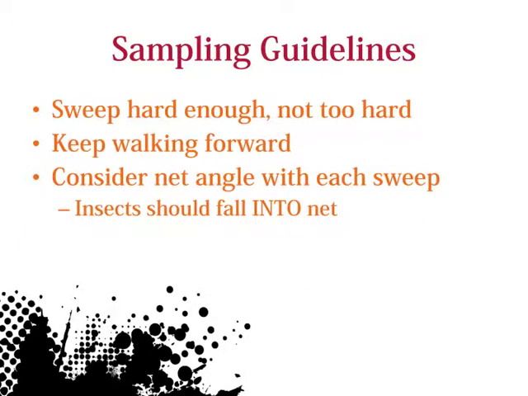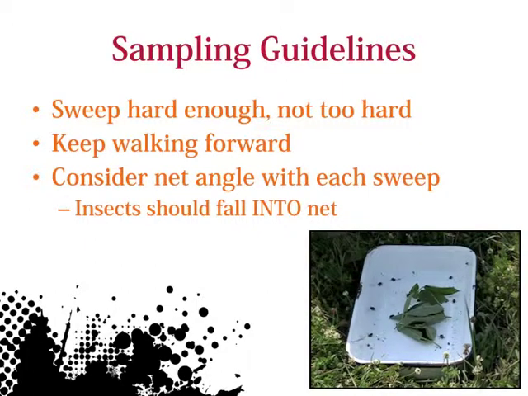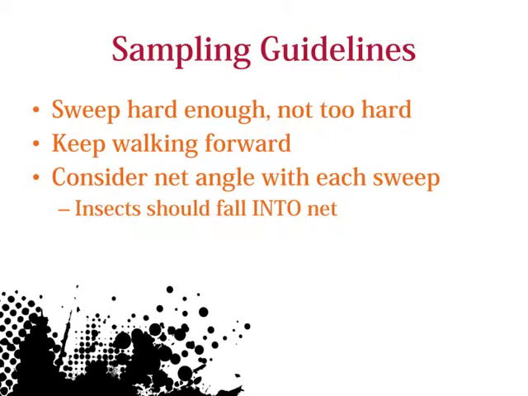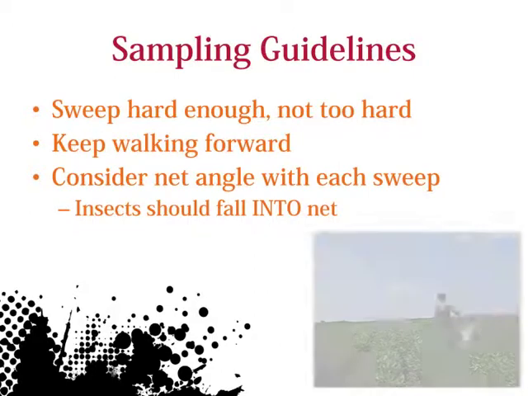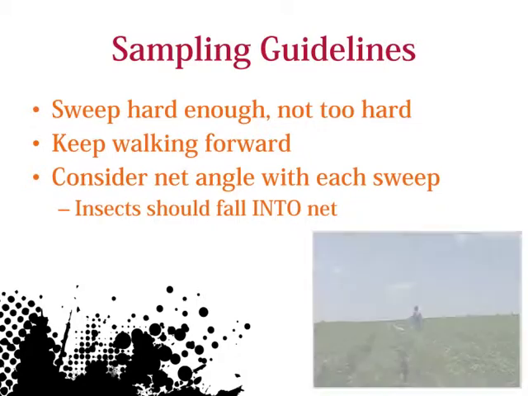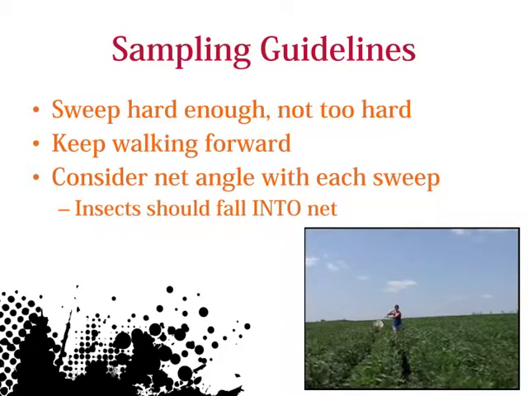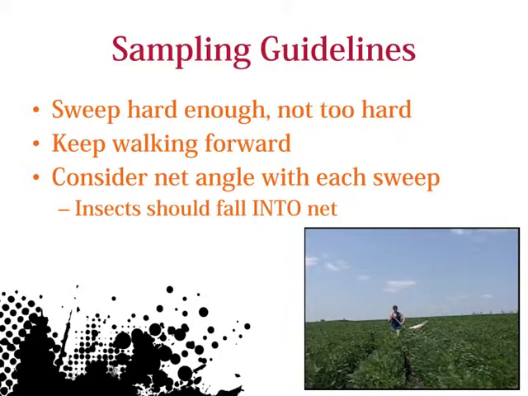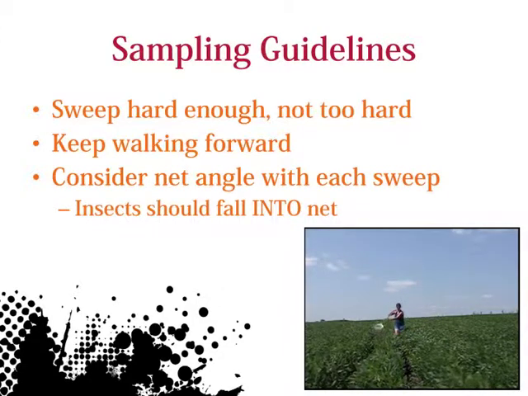My general rule of thumb is that you want to have a few leaves in the net after you are done sweeping. No leaves may indicate you aren't sweeping low or hard enough. However, finding soil in your net may mean you are sweeping too hard. Make sure to keep walking forward, covering 2.5 to 3 feet per step. The opening of the net should change angle with each step so insects can fall inside. Take one final sweep in the air to help push insects to the bottom of the net.